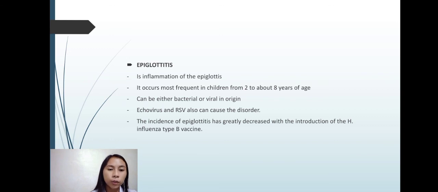It occurs most frequently in children from 2 to about 8 years of age. It can be either bacterial or viral in origin. In children, signs and symptoms of epiglottitis may develop within a matter of hours, including fever, severe sore throat, and abnormal high-pitched sounds when breathing in, called stridor.